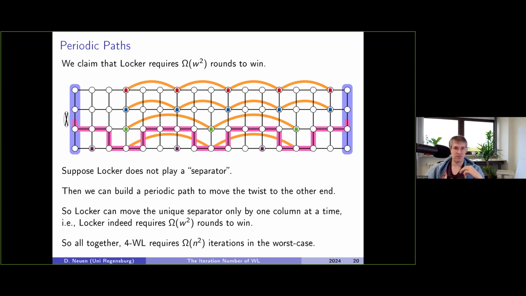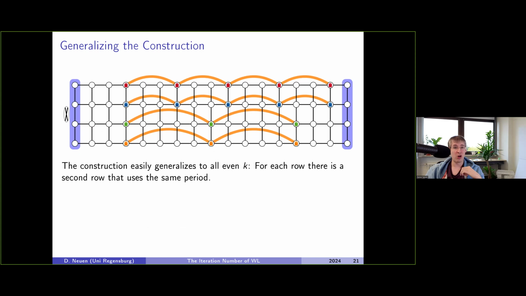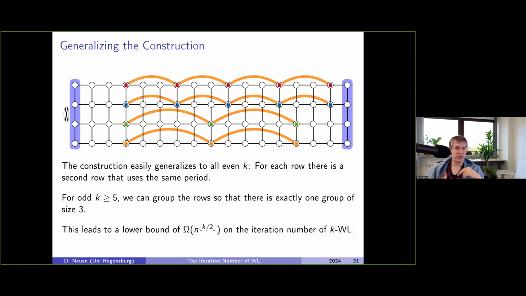Okay. And this you can now easily generalize at least to all even k. Basically, you choose k over 2 many primes, and for each pair of successive rows, you assign one prime number. Then you always have these pairs that you can use to construct these periodic paths. For odd k, you can also do this by having one group of size 3 instead of size 2. And what this will give you is a lower bound of n to the omega of floor of k over 2. Okay, so this is the main idea for the construction.